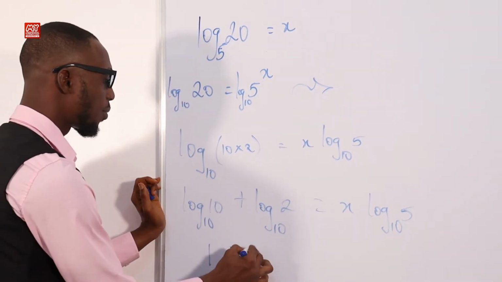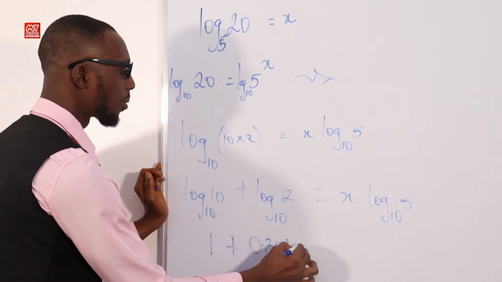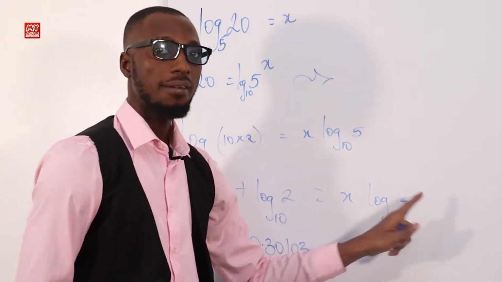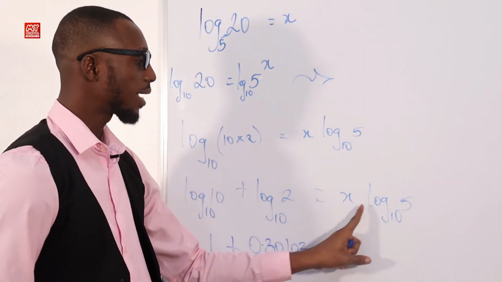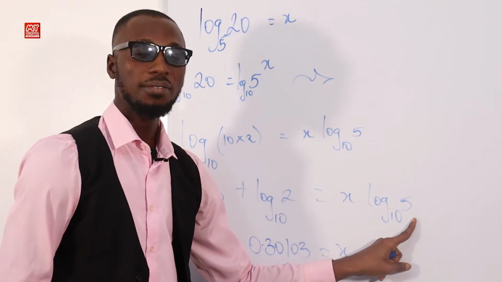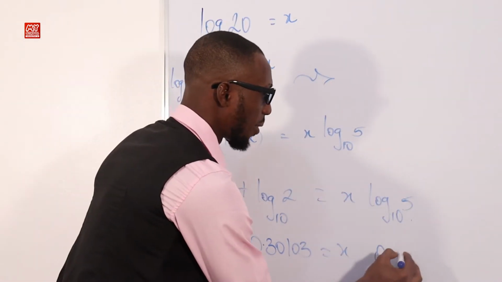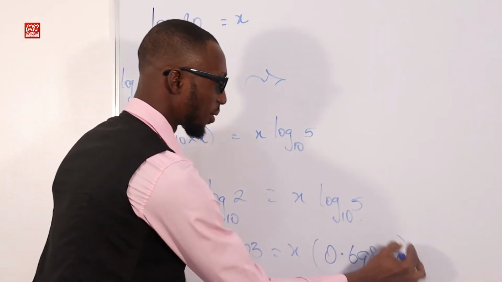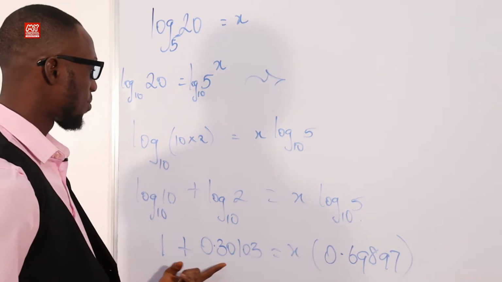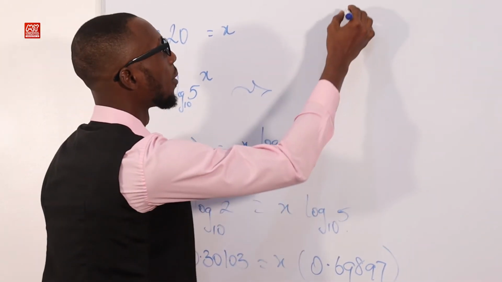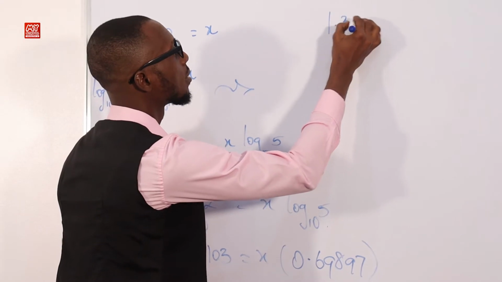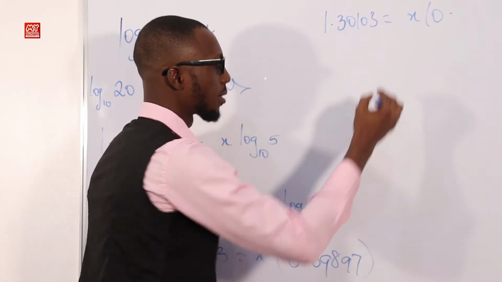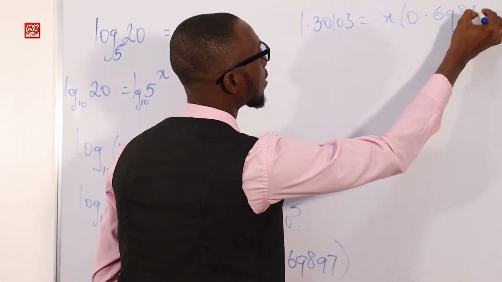That gives you 0.30103 equals x log base 10 of 5. That gives you, remember this is x multiplies log base 10 of 5, 0.69897. x multiplies it, so you can just put it into brackets. So let's add up this side. When we add this up, we're going to have 1.30103 equals x into bracket 0.69897.